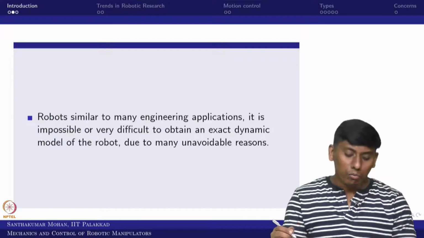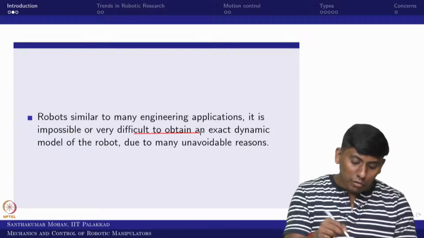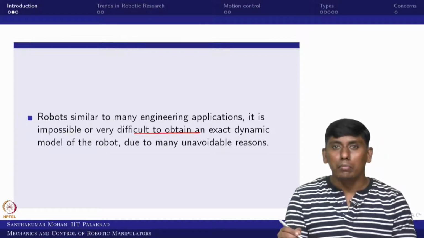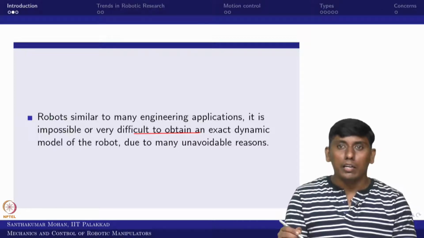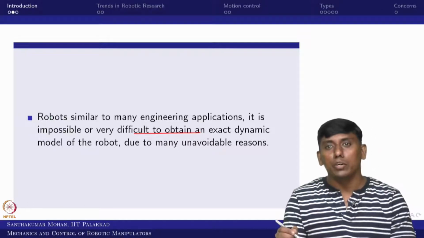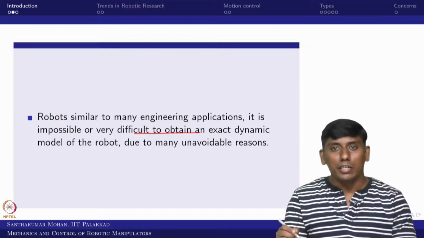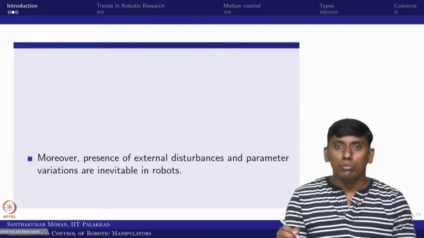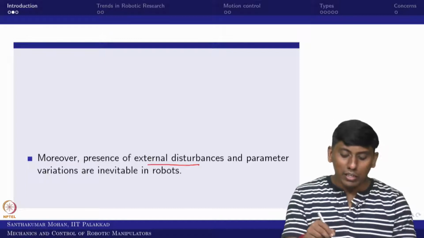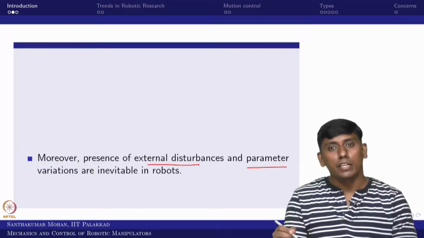So in that sense, first of all, it is very difficult to find the exact dynamic model, for several unavoidable reasons. For example, the friction cannot be modeled exactly. So several difficulties are there. In addition to that, as I said, the external disturbance and the parameter variations are inevitable.